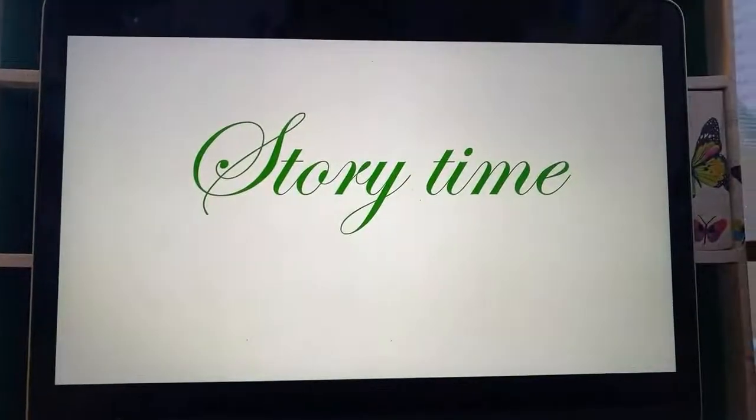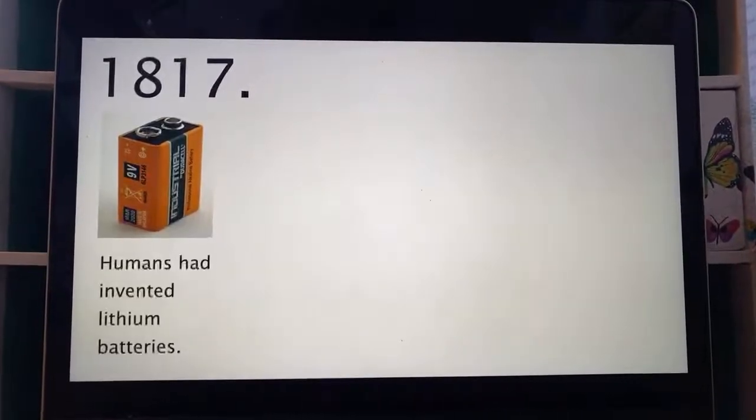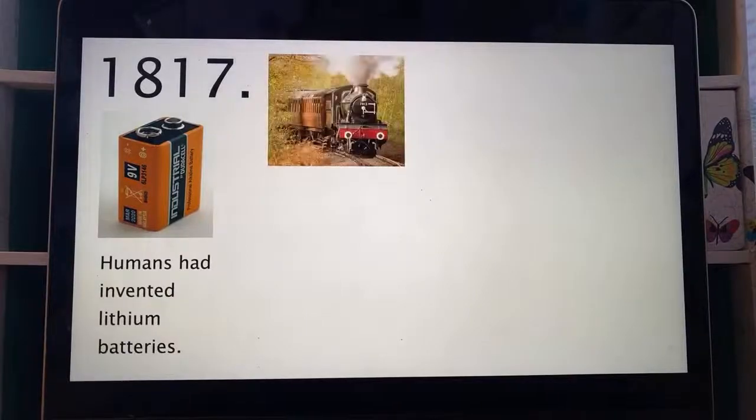Okay, little story time for you before I test how much you've been listening today. Story time. The year is 1817. Humans have invented lithium batteries. Well done, us.